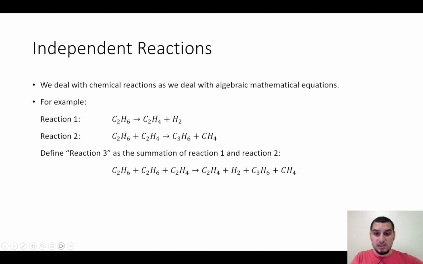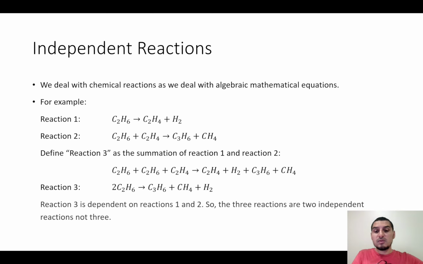So we have ethane plus ethane plus ethylene goes to ethylene plus hydrogen plus propylene plus methane. We have here two ethane, so it's going to be 2 instead of having each one separate, and we have here ethylene in the product and the reactant, so they will cancel each other, and now we have a new reaction. So what we said before about the algebraic equations, when we were talking about the independent equations and the degrees of freedom analysis, applies here as well. So what we have here are actually two independent chemical reactions. The third reaction is a dependent reaction, so we don't consider this as a new reaction.